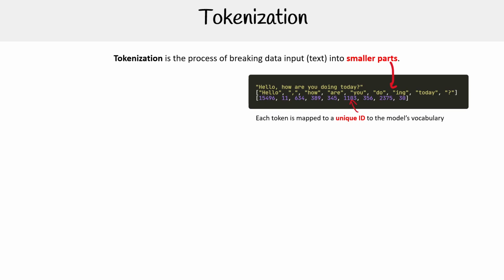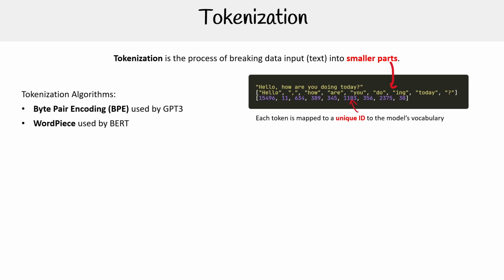So when we're working with LLMs, you have to tokenize inputs. And depending on what LLM you're using, it's going to use a different tokenization algorithm. So for example, if you're using GPT-3, you'd be using byte pair encoding. If you're using BERT, you'd be using WordPiece. If you're using Google T5 or GPT 3.5, you use SentencePiece.